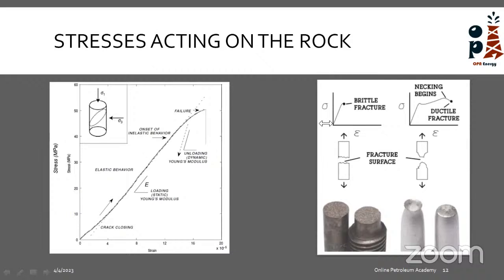What does strain mean? Strain means the amount of deformation, delta L above L. It's how much the specimen will decrease relative to your original length. If the rock length was 10 centimeters and it shortened to become 8, your delta L is 2. 2 above 10 is 0.2. This is your strain.